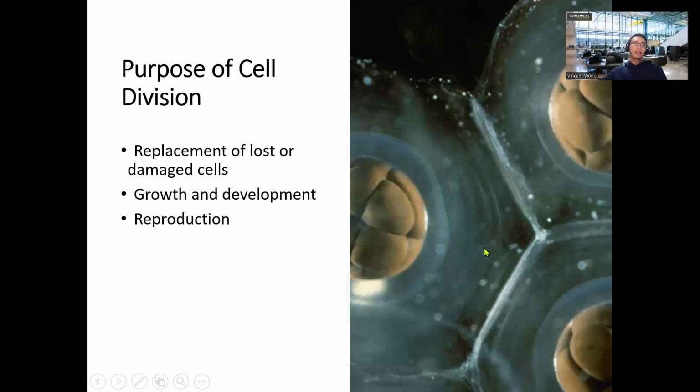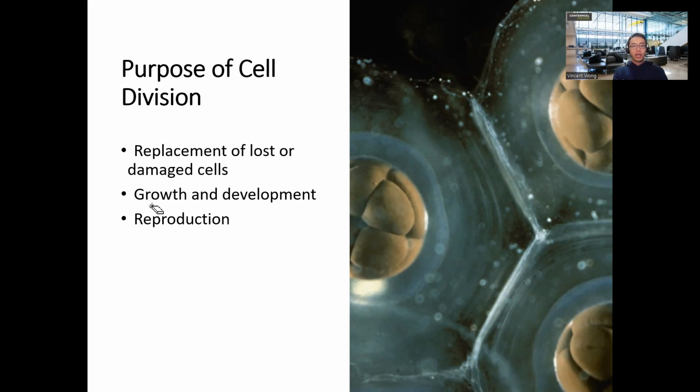Why do we need cell division? What's the purpose of dividing the cell? Well, here are 3 main reasons. Number 1, replacement of lost or damaged cells. If you have a cut, you are likely to damage some cells. You might even lose some cells, and those cells need to be replaced. Where do we get the replacement cells from? Well, they would come from the division of neighboring cells. All those cells near the wound can divide and fill in the wound and replace the lost or damaged cells.